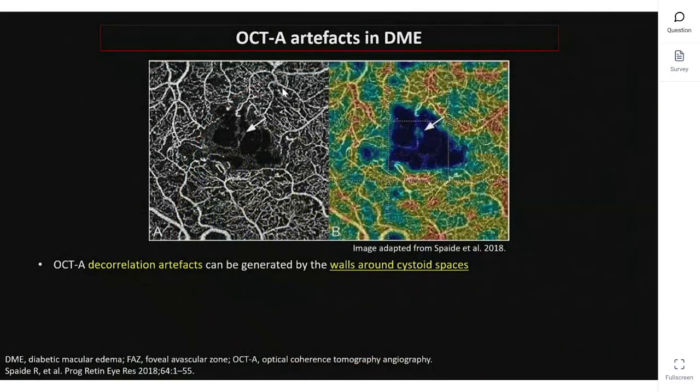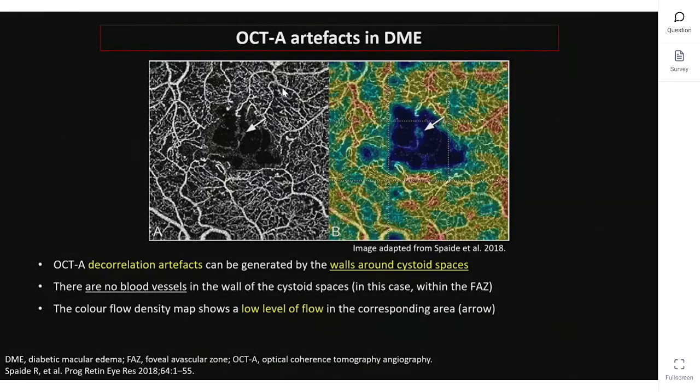But be careful because OCT angio can come with multiple artifacts, particularly in DME. Here you can see how these cystoid spaces are showing the vascular signal, which we understand could be an artifact. There are no blood vessels in the walls of the cystoid spaces, particularly in this case because this is within the foveal avascular zone.